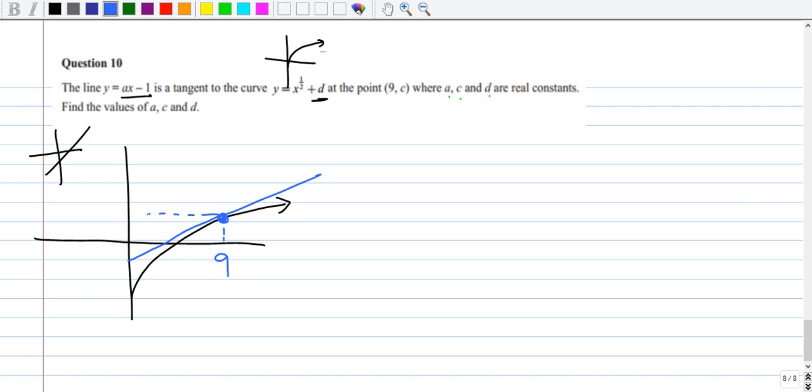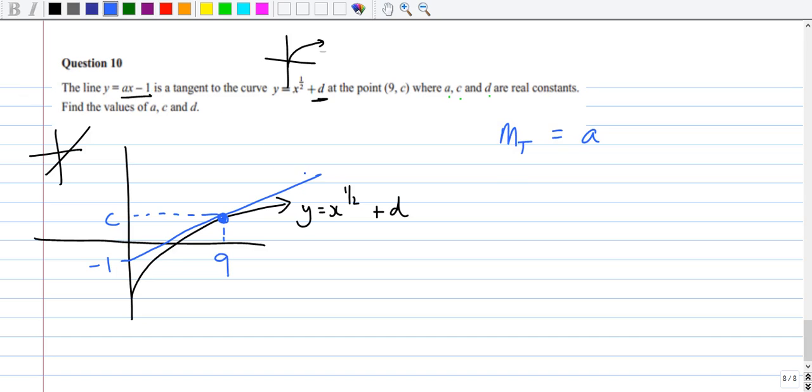9, c, and -1, and we know the equation of this is this. So this is all we know at this stage. What I would do first of all is try and establish the gradient of the tangent line, which is given as a, because it's in the form y equals mx plus c.